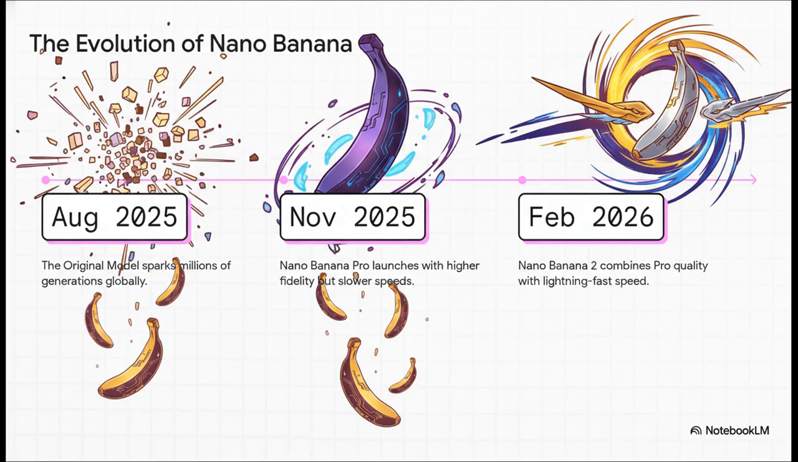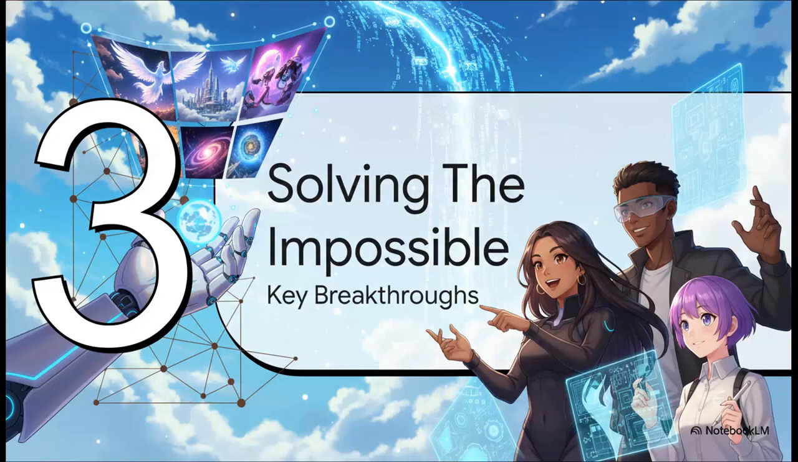And you know, the pace of this evolution is just staggering. Think about it. The original model dropped in August 2025. Then in November, just a few months later, we get the Pro version. Better quality, sure, but kind of slow. And now, just a few more months after that, bam, Nano Banana 2 is here, giving us the best of both worlds. The Pro-level quality, but with lightning-fast speed. Okay, so this all sounds great, but how does it actually solve those headaches we talked about earlier? Well, let's get into it. We're about to see how this thing solves the impossible, tackling problems that honestly felt like they'd never be cracked.